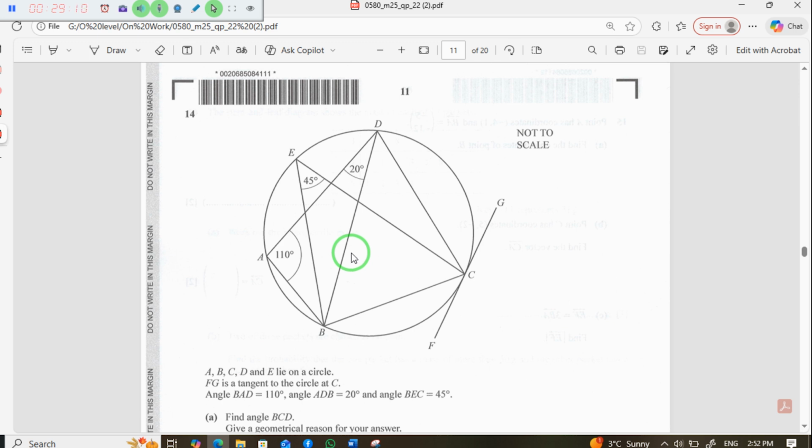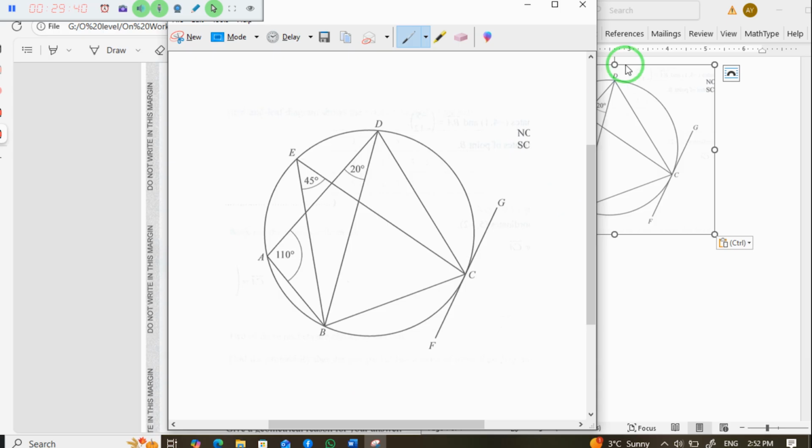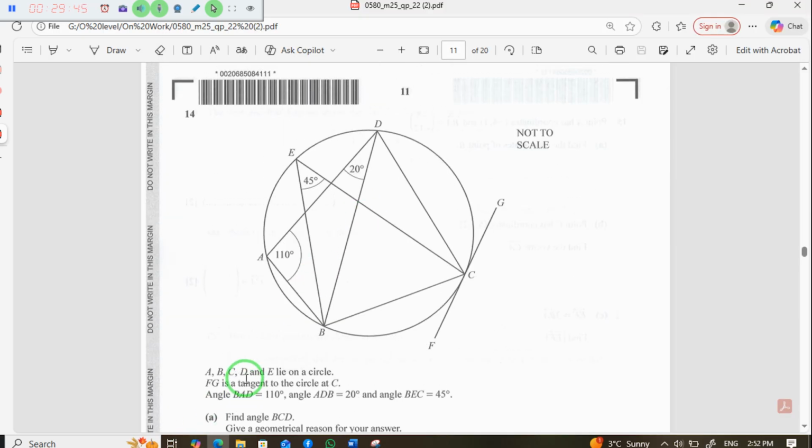Okay, there is a question that A, B, C, D and E lie on a circle. It means points A, B, C, D lie on a circle, on the circumference of a circle.